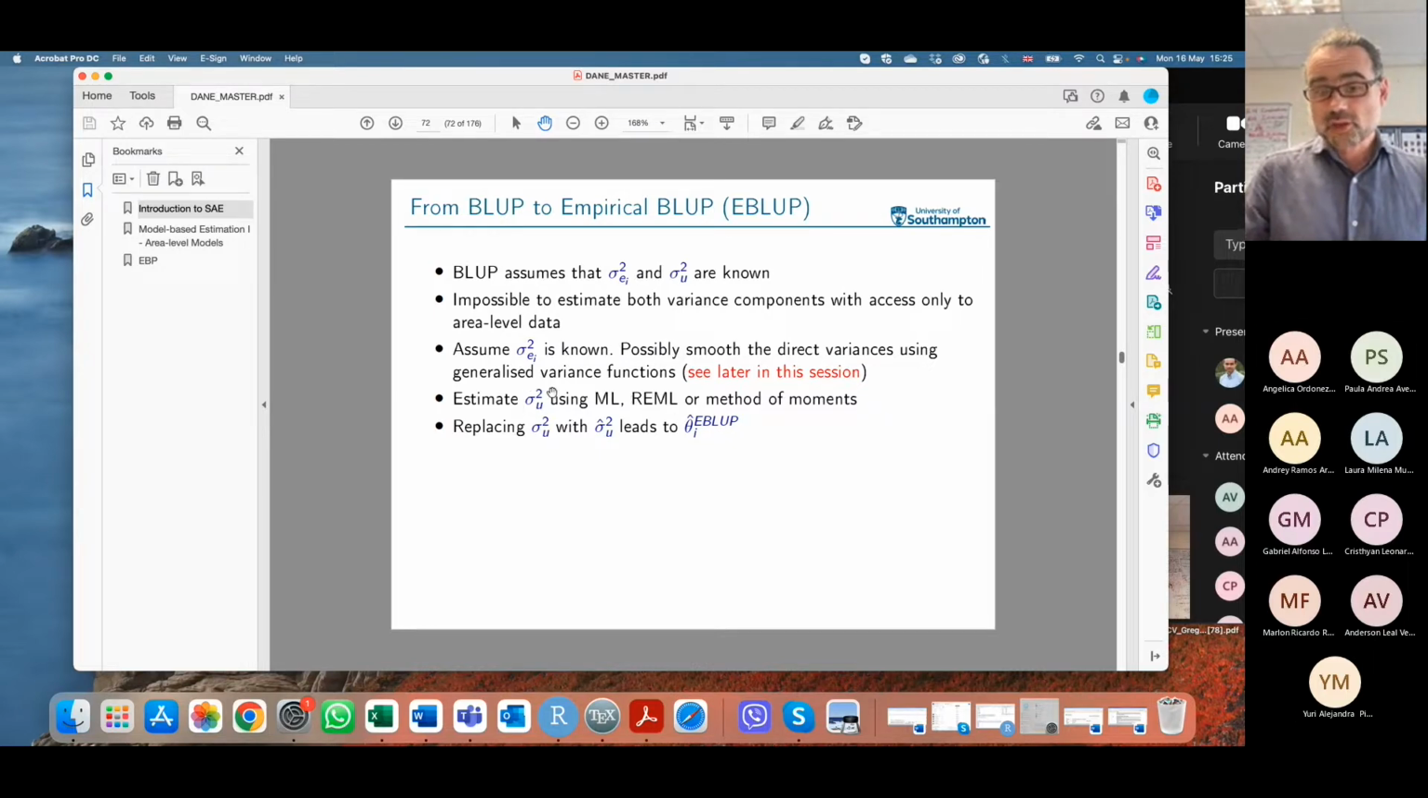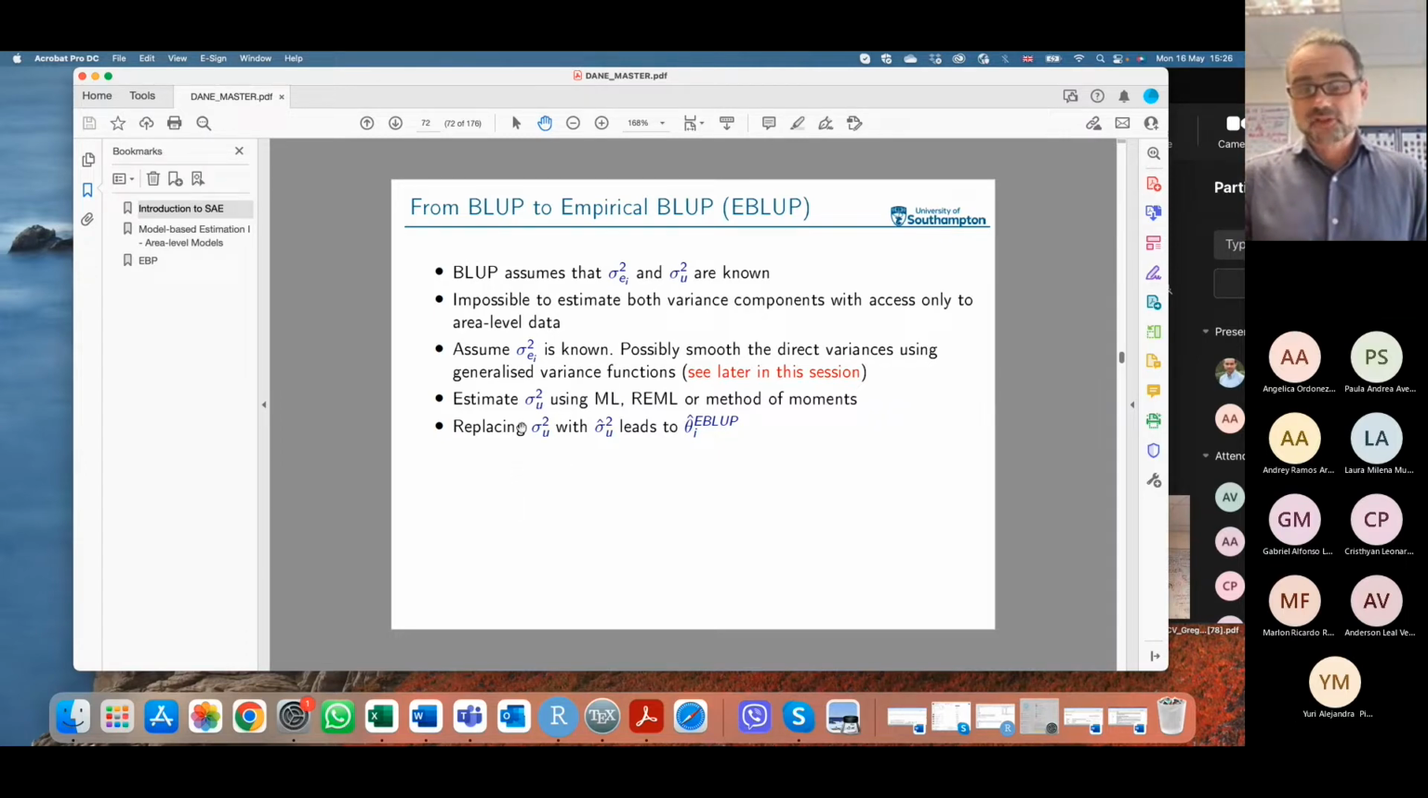And to estimate sigma squared U, there are multiple ways to do that, and the literature describes a lot of ways. I'm giving you 3 possible ways of estimating sigma squared U. One is to use maximum likelihood estimation. The other is to use restricted maximum likelihood estimation, also called residual maximum likelihood estimation, and the third one is to use a method of moments estimator.